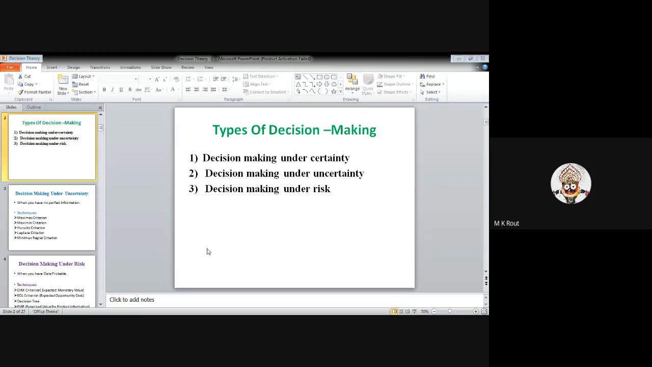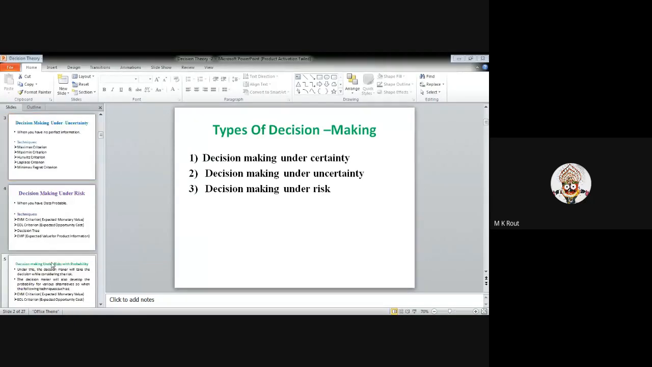Decision making under certainty: here the techniques are basically used in case of linear programming problems and game problems. But in case of decision under uncertainties, when you have no perfect information or perfect data, you have to go for different techniques known as maximax criterion, maximin criterion, Hurwitz criterion, Laplace criterion, and minimax regret.